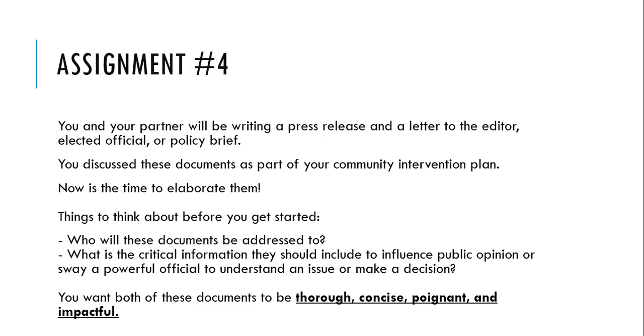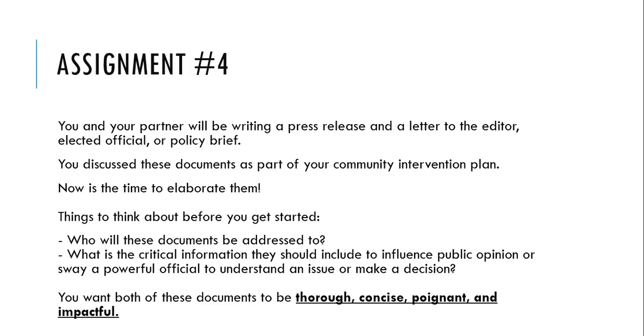What's the critical information that they need to know in order to influence public opinion or sway a powerful official to understand your issue or make a decision in your favor? Both of these documents should be thorough, concise, poignant, and impactful. Think about the language that you use. Think about action-focused language. Keep your points brief. Keep them focused on data. Keep them targeted to your audience.